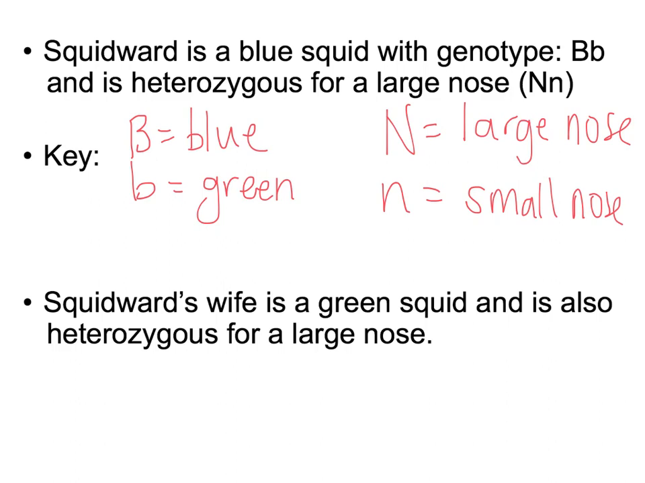What we also know with this problem is that Squidward's wife is a green squid, and is also heterozygous for a large nose. So we can try to figure out her genotype. Try and figure that out. All right, let's see here. She is a green squid, so we know her genotype is little b, little b, and she is heterozygous for a large nose. Therefore, she is big N, little n. So that is her genotype.